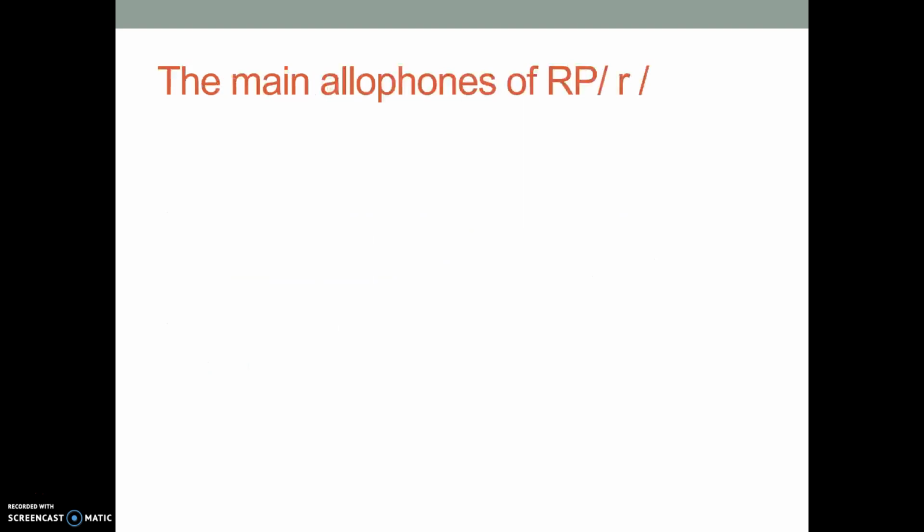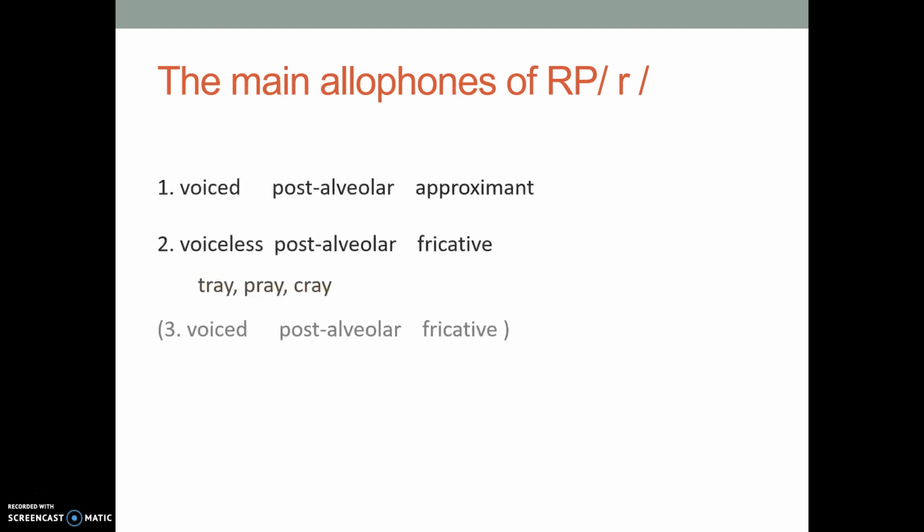Next, we're going to look at the main allophones of the r sound in RP. There are three, of which the first two are the most important ones. The first one is the label we expect you to give when we ask you about the three-term label for r, which is voiced, post-alveolar, approximant.